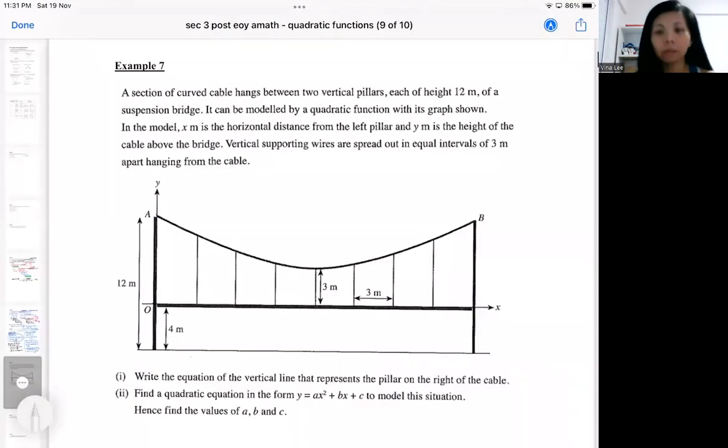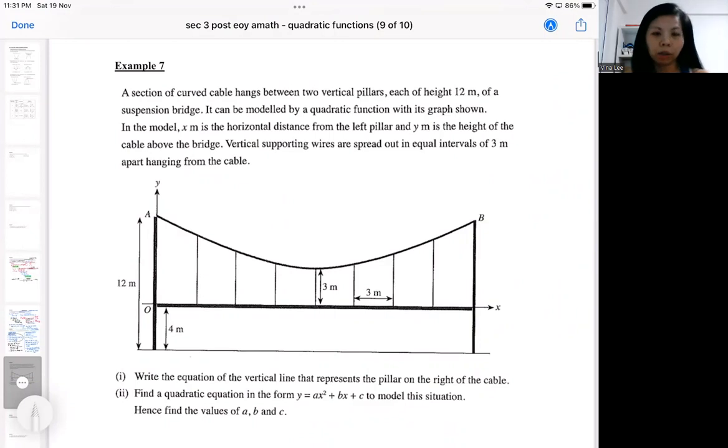For this question, this is an application of the quadratic function. It is an application of the general form to complete square format. Okay, so you already practiced how to convert general form to complete square. So for this application, it's a bit of working backwards.